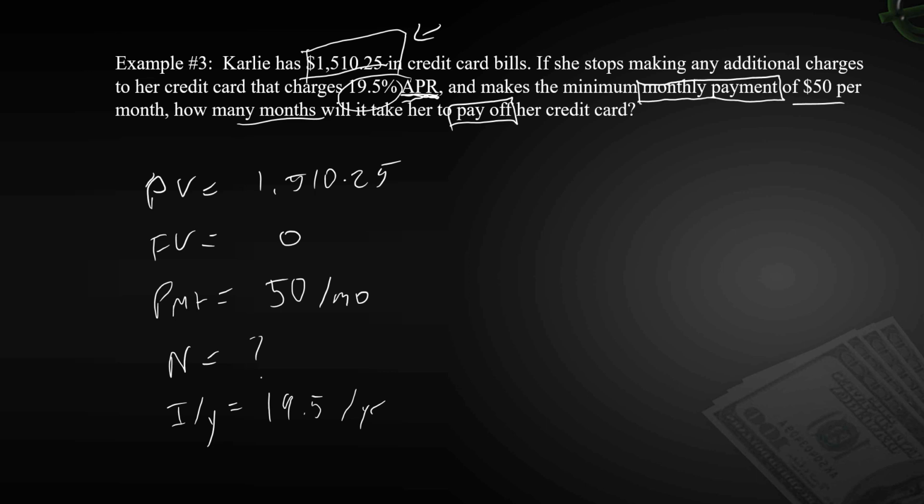So she's going to pay it off. And she just wants to know, if I pay $50 a month at 19.5% interest and I owe this much, how long will it take me to pay off my loan? If you put that into your calculator, you'll get 41.87 months. Something like 3.5 years.